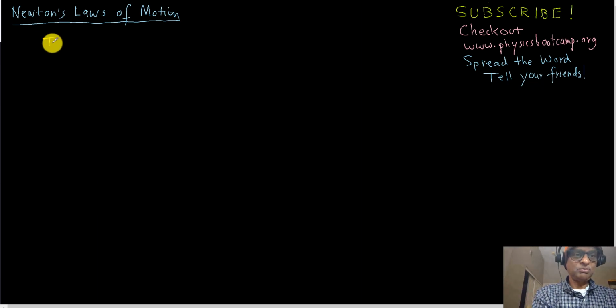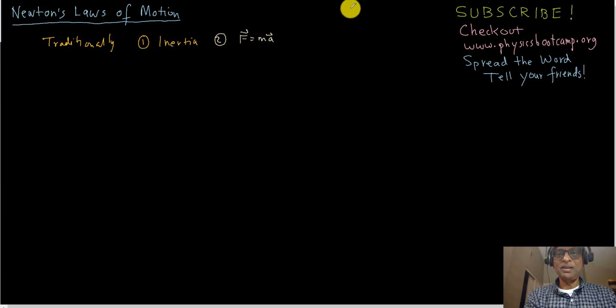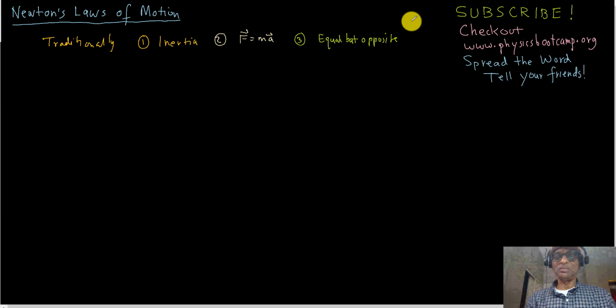So traditionally you have maybe memorized one called inertia, and this is just a word, and I don't think anybody knows what it really means. The second one goes by F equals ma, and the third one is equal but opposite. The force on one body from the other is equal and opposite.